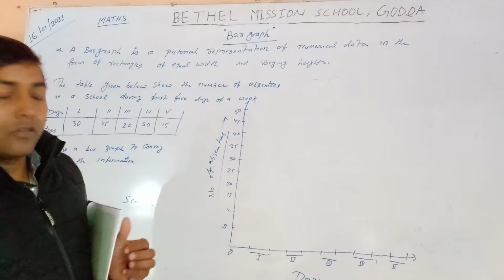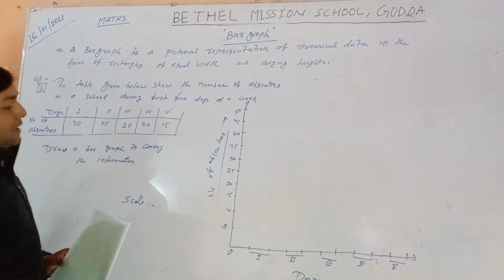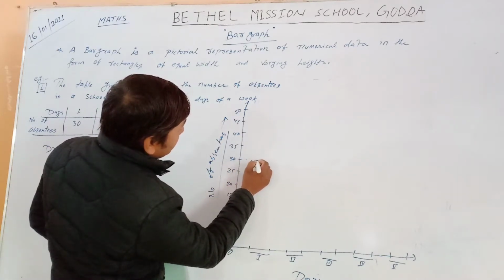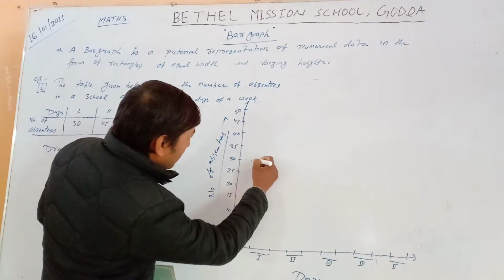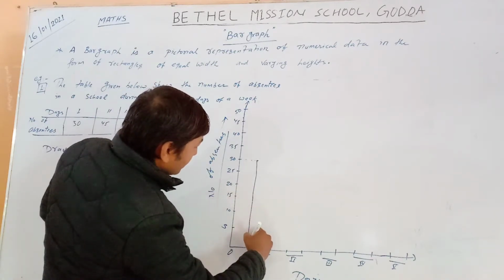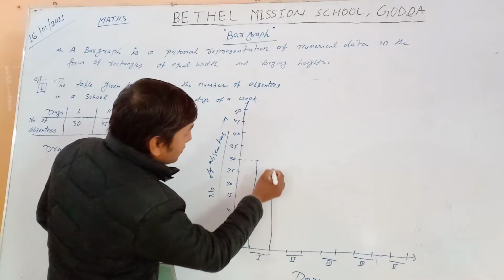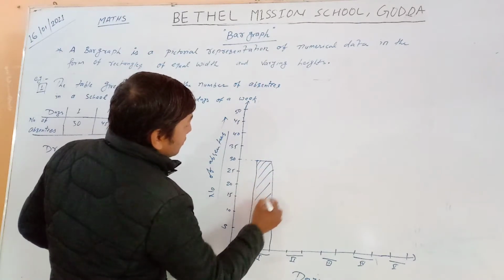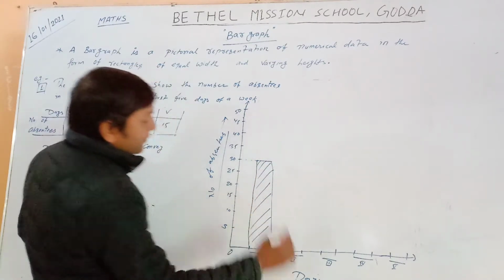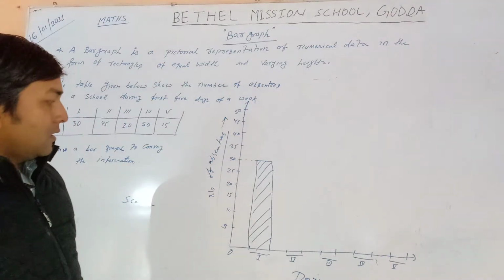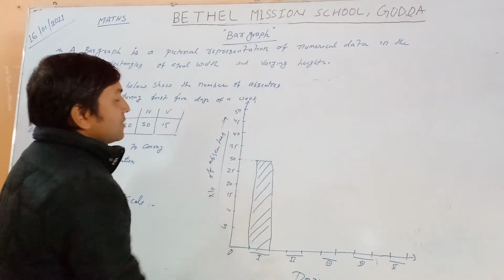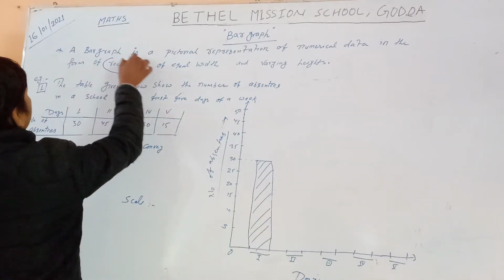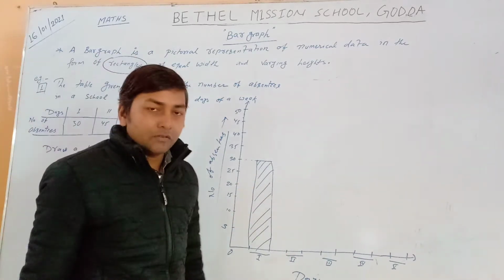Okay, now start drawing. So first day 30. So 30 is here. Now make one bar with the scale. Okay, and you can make it shaded. Okay, this is a bar, that's why it is called a bar graph. This is a rectangular shape.